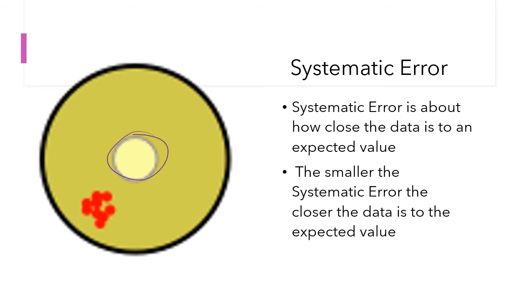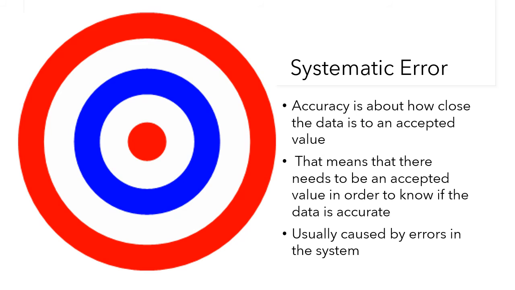Okay. We have a bunch of data points. They're very clustered, so we have low random error. We're very precise, but we have high systematic error because we're not near our target. So accuracy is all about how close the data is to an accepted value. How much systematic error do you have? The key there, though, is there needs to be an accepted value in order to know if the data is accurate. And when you have these systematic errors, they're usually caused by errors in the system itself. Something's going wrong the same every single time, causing you to miss your target.